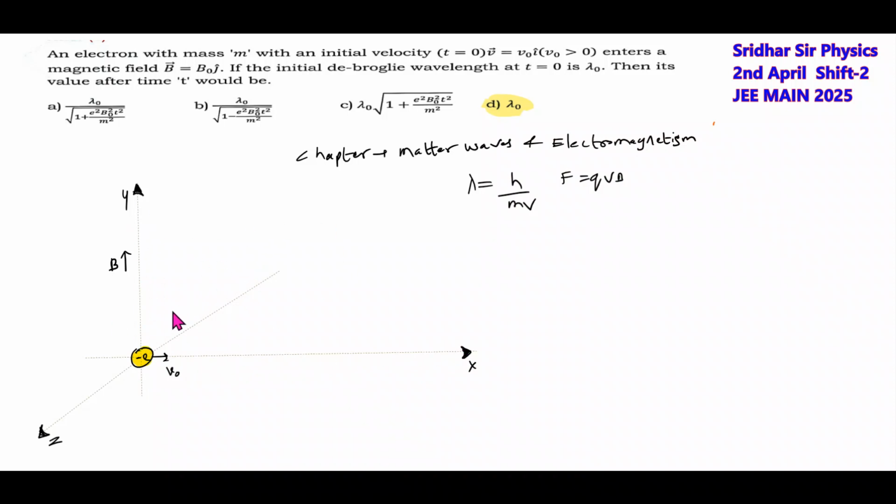If the initial de Broglie wavelength at t equals 0 is lambda naught, what is lambda naught? Lambda naught should be equal to h by m v naught. Then its value after some time t. Okay, we'll see the formula F equals q v cross B. With the velocity, the force acting on this will be in this direction. Because of force and velocity, the charged particle will deviate like this.